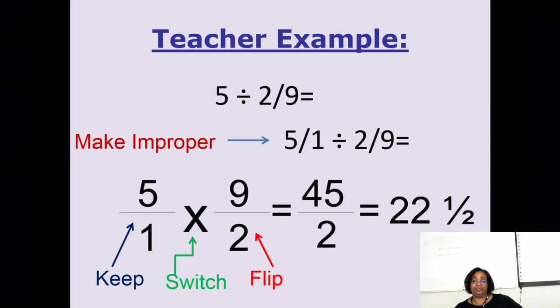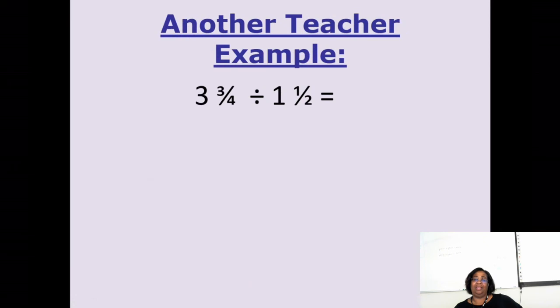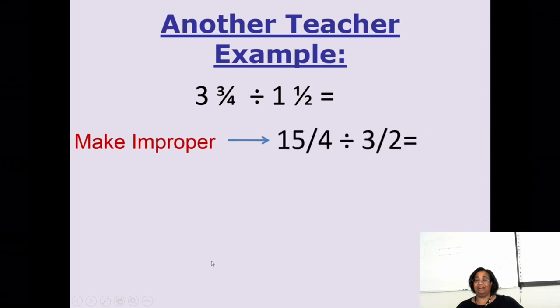Let's try another one. What do I have here? I got 2 mixed numbers that both need to become improper. What's the improper fraction for 3 3/4? And what's the improper fraction for 1 1/2? 3/2. You guys will know that by heart. So 15 over 4 divided by 3/2. I just rewrote it so that I have improper fractions, okay?